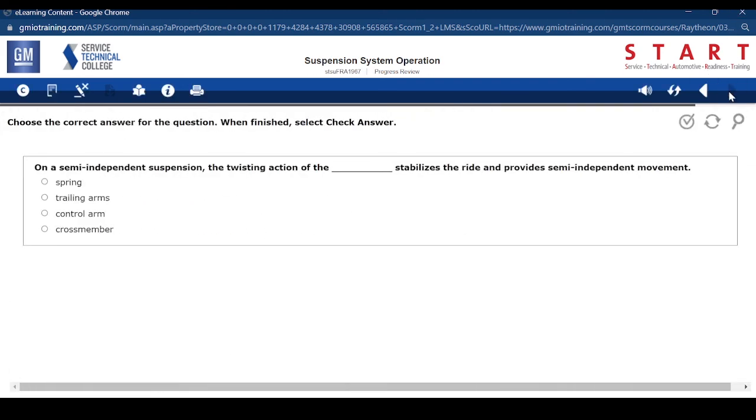Choose the correct answer for the question. When finished, select Check Answer.